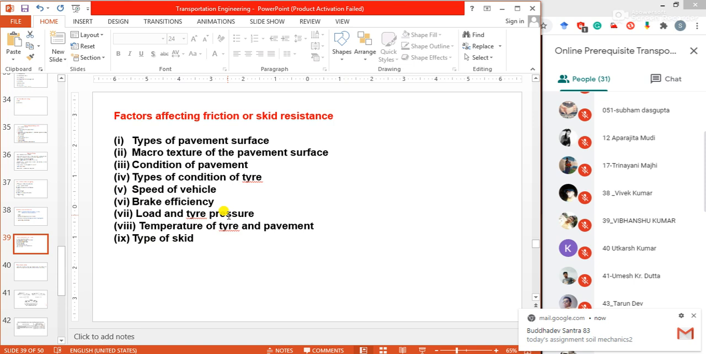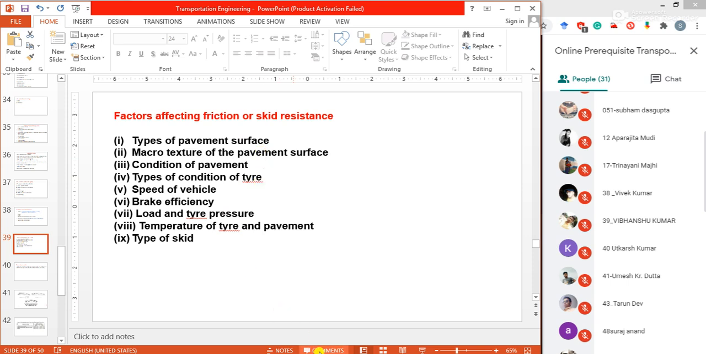You are applying the brake, but your brake is not locking your wheel. Efficiency is very low. In that situation, the friction resistance will be less, because you are running and you want to stop your vehicle and you are applying the brake, but due to low efficiency of the brake, your vehicle is not stopping at the same time when you are applying the brake. After applying the brake, sometimes your vehicle stops later. That kind of thing can affect the friction resistance, skid resistance or coefficient of friction.